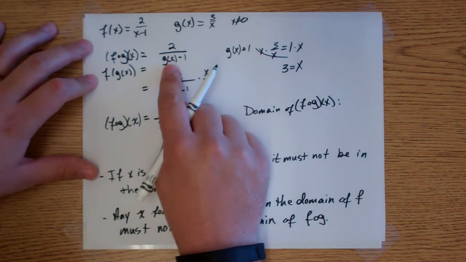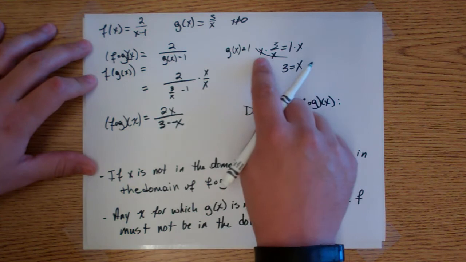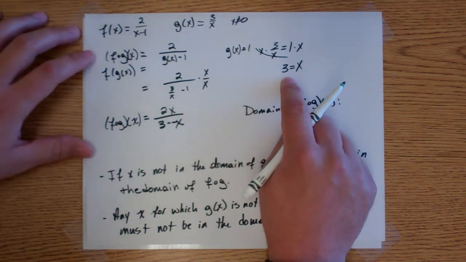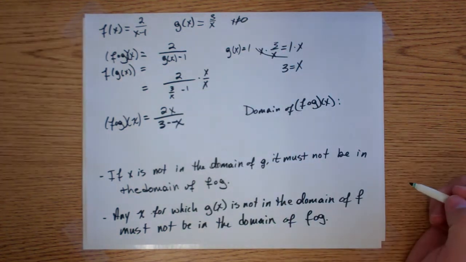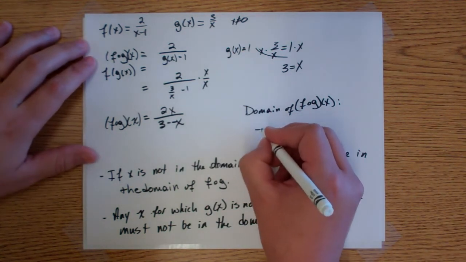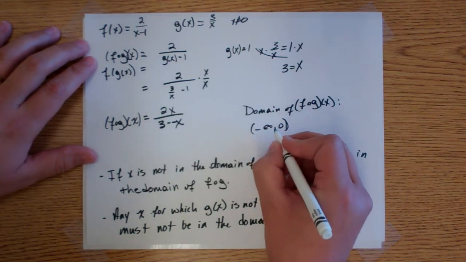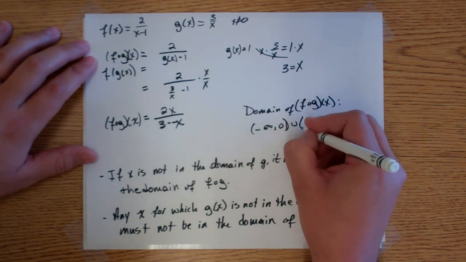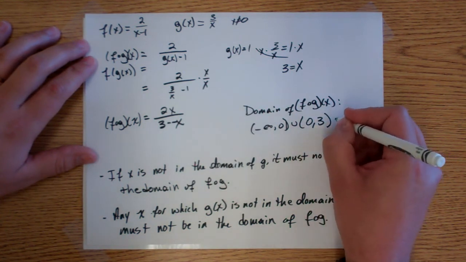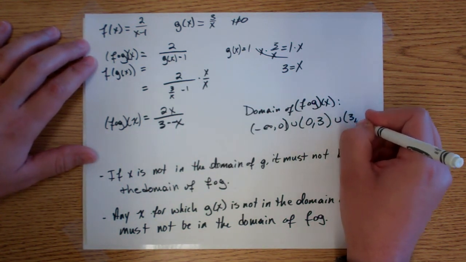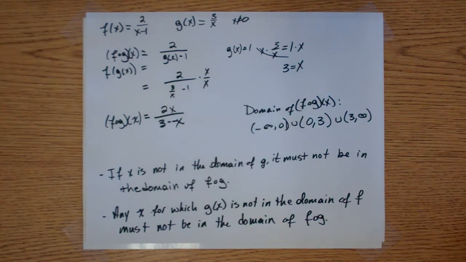So therefore, g cannot equal 1, because then it would be 0. So at x equals 3, g equals 1. Our domain cannot include 0, and it cannot include 3. So our domain would look like this: negative infinity to 0, not including 0, union 0 to 3, union 3 to infinity. That would be our domain of f of g of x.